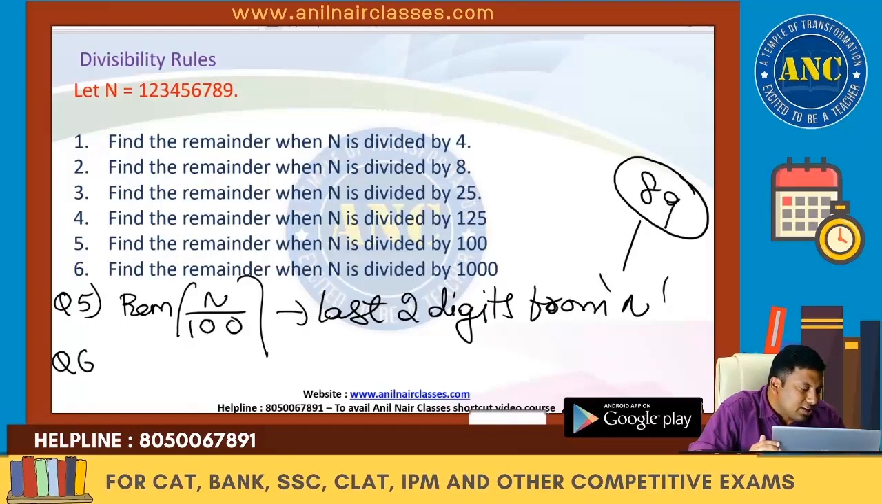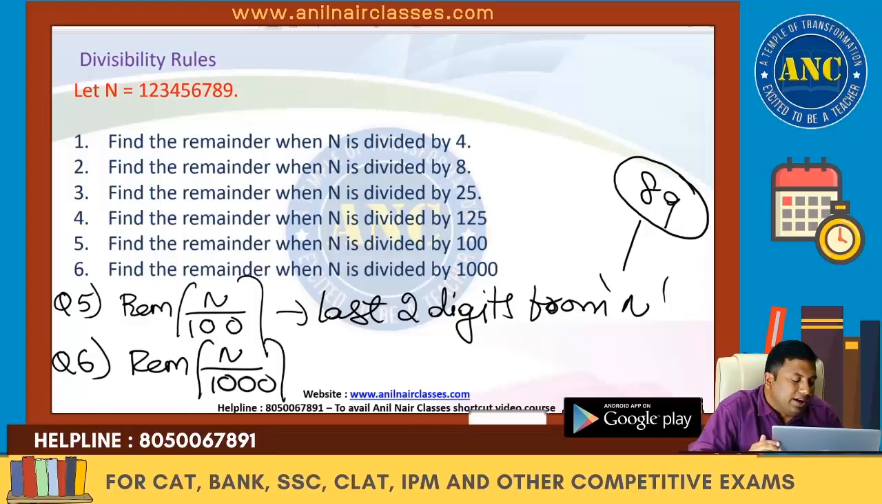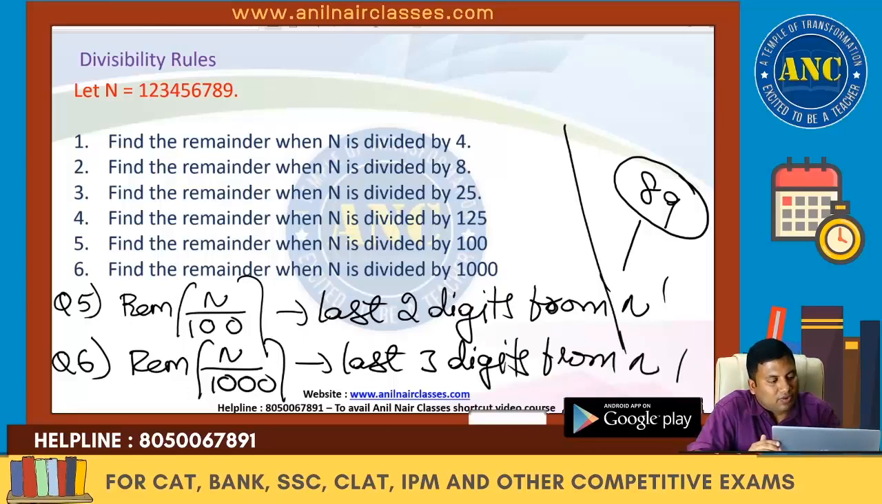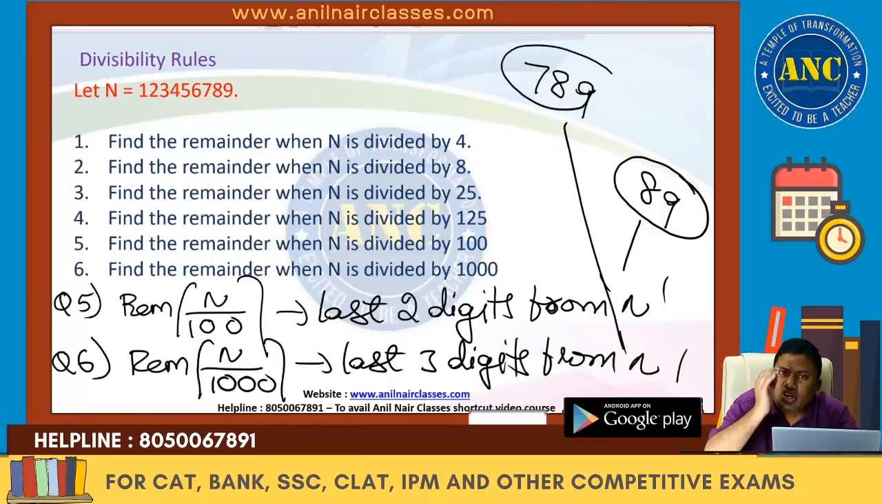Question number 6. When you divide a number by 1000, it is nothing but the last 3 digits from n. Only take the last 3 digits from n. The last 3 digits from n is nothing but 789. Extremely important set of questions.